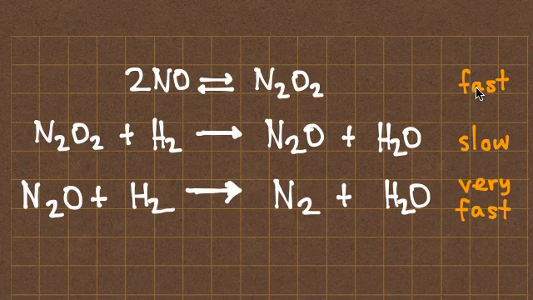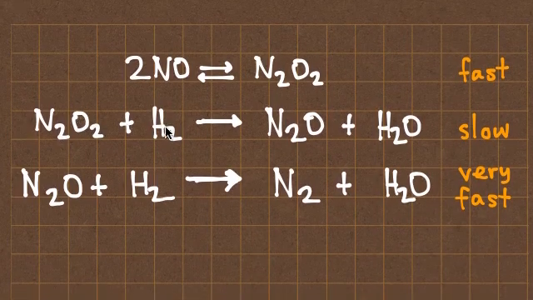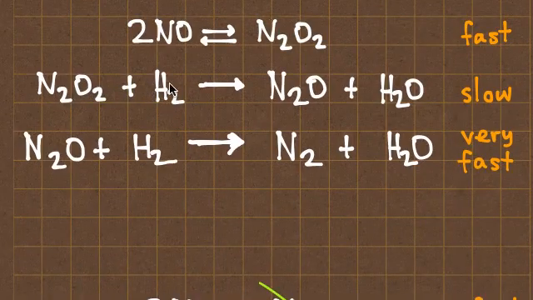Why do I care what's fast or very fast or slow? Well, I don't care what's fast or very fast. What I really care about is a slow step. That's what slows things down. So if this happened in an elementary step, well, I'm claiming this is an elementary step.